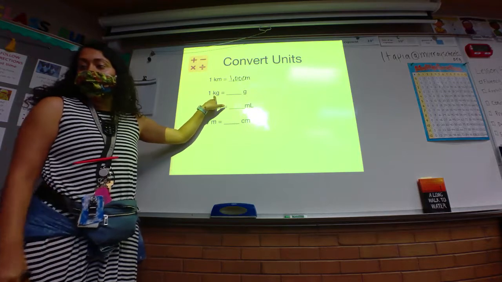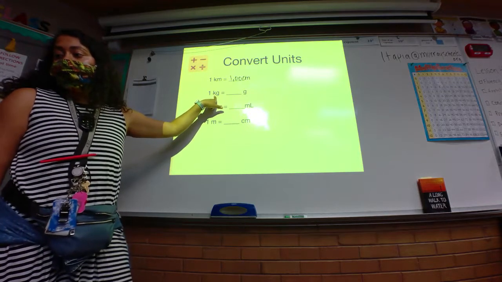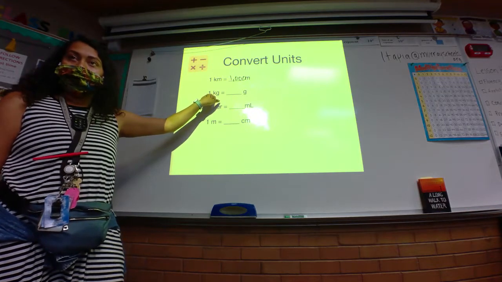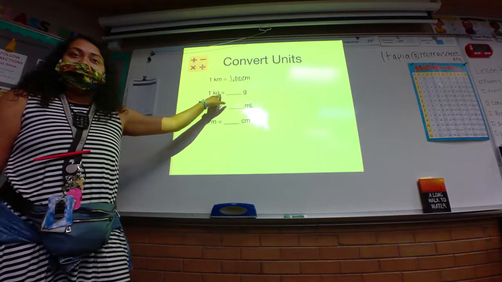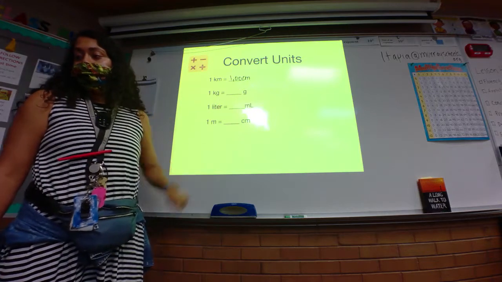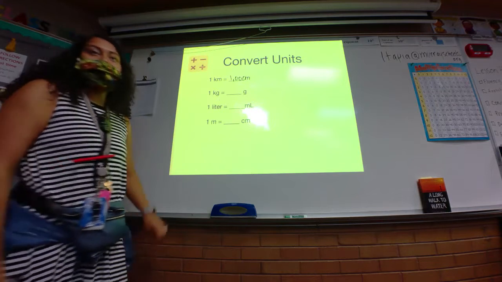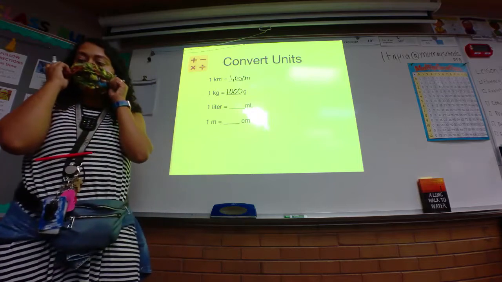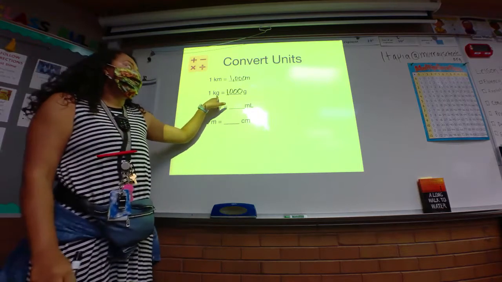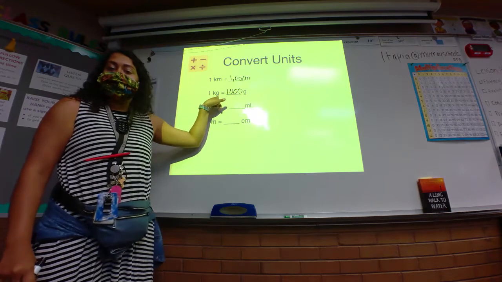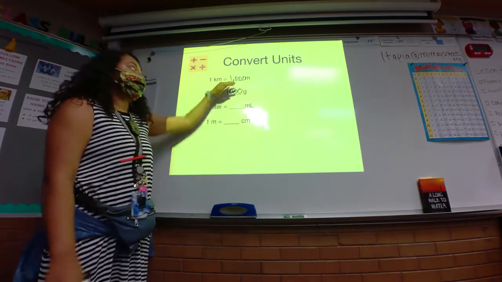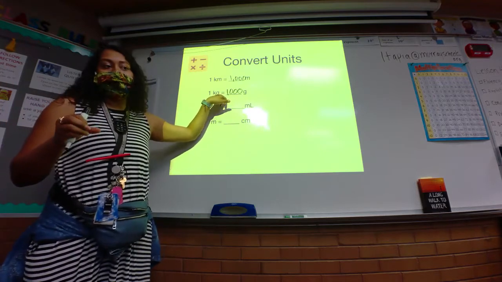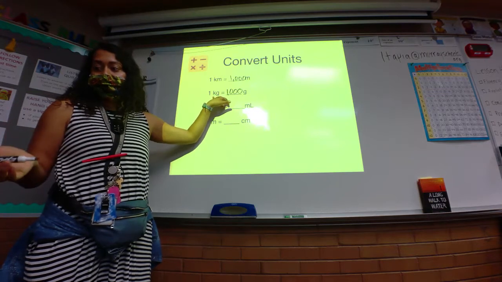1 kg, 1 liter. 1 kilogram. K stands for kilo. 1 kilogram equals blank grams. It equals 1,000. So a gram is a measurement of weight. Okay, so this is a measurement of length. Grams and kilograms is a measurement of weight. So how much a person or a thing weighs.